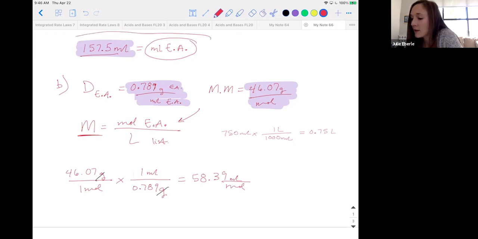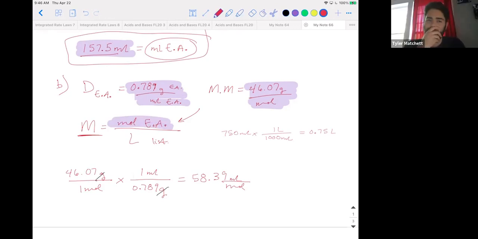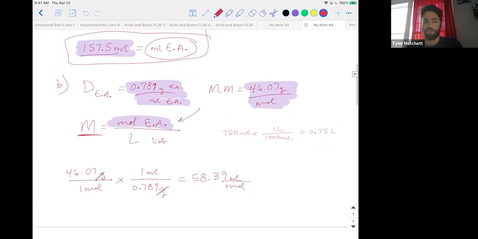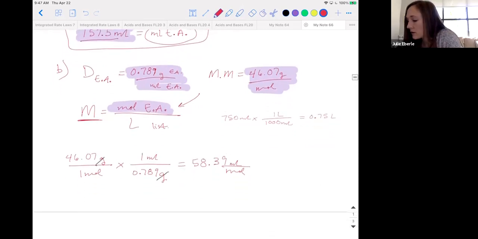I calculated in my first part that in Listerine, I have 157.5 milliliters. How can I get moles? I need to know how many moles. That's what I need to plug in right here. How could we get moles now? Would we divide the milliliters of ethyl alcohol by what we just calculated? Yeah, let's take our milliliters that we solved for.